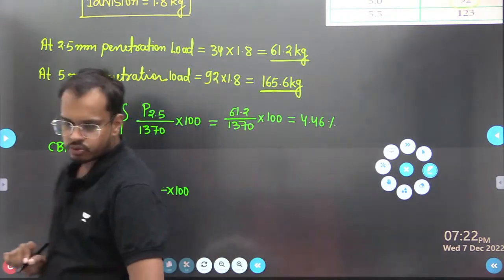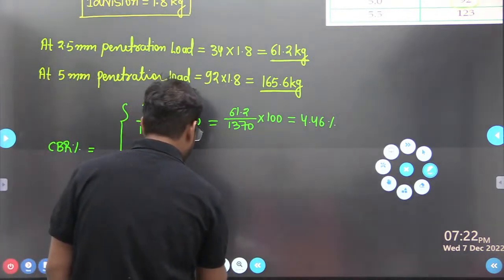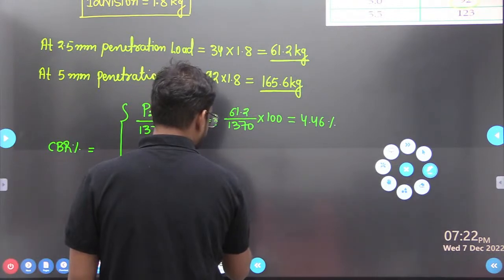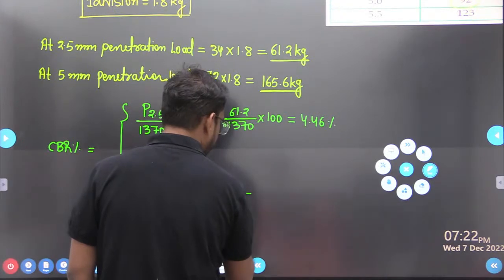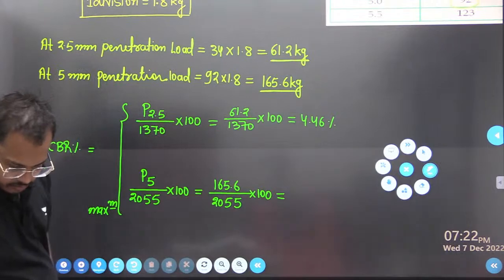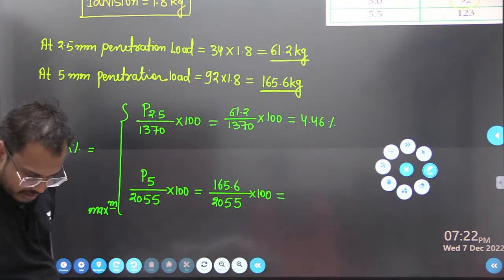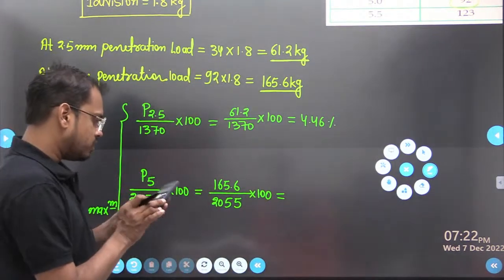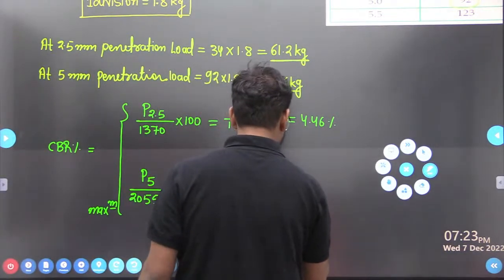Similarly, if I am interested to calculate CBR percent at 5 mm penetration, what is the value of P5? The value of P5 is 165.6 kilogram divided by the standard load of 2055 kilogram multiplied by 100. So 165.6 divided by 2055 multiplied by 100 comes out to 8 point something percent, 8.05%. Am I right?